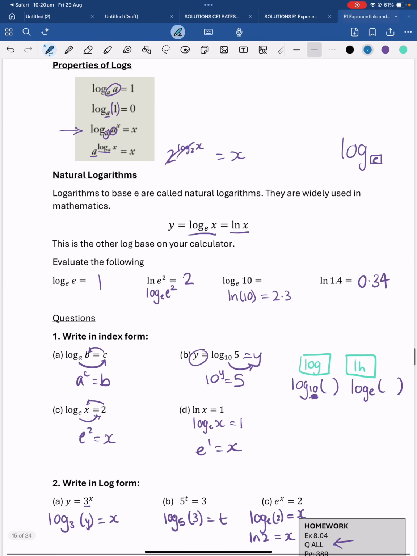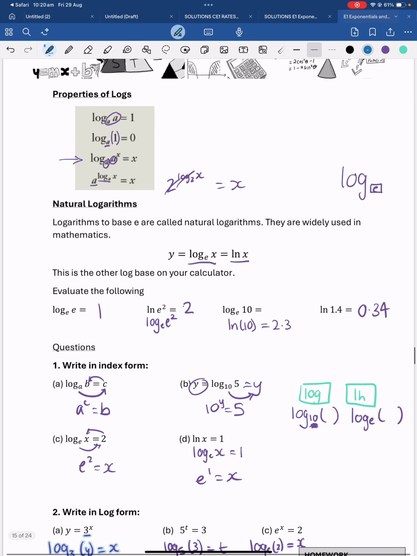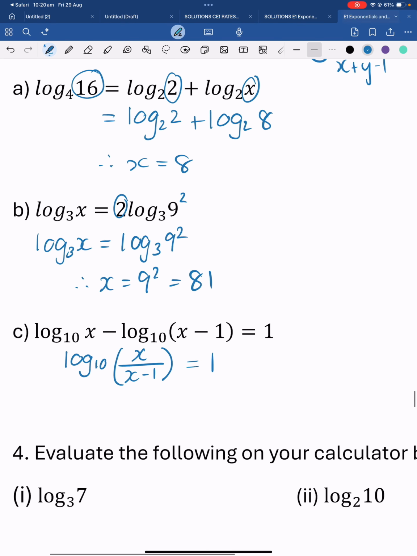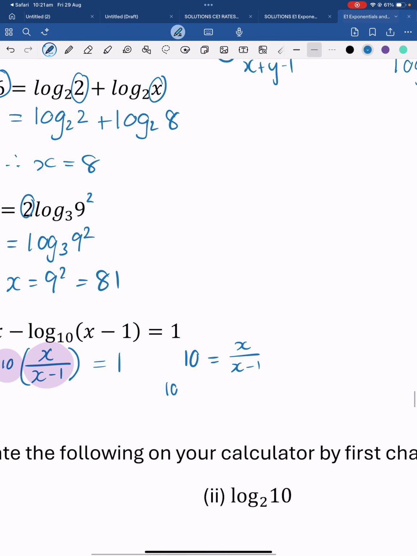The only thing that, think back to our properties way back up here, what gives us an answer of 1 if the base and the number that we're logging are the exact same. So come back to the question now. That means that the base 10 must be the same as that, which means 10 must be equal to x over x minus 1. Let's solve it. 10x minus 10 equals x. 9x equals 10. X equals 9 on 10.